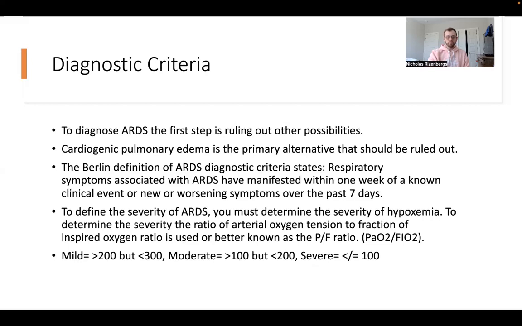So a mild case of ARDS would be over 200 in that PF ratio, but less than 300. Moderate would be over 100, but less than 200. And severe would be less than or equal to 100.